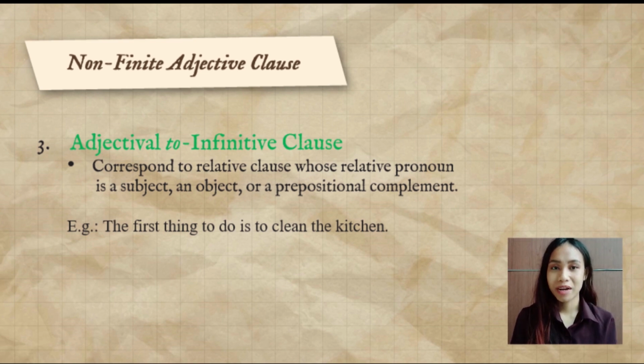The third one is the adjectival to-infinitive clause. It corresponds to a relative clause whose relative pronoun is a subject, an object, or a prepositional complement. For example, the first thing to do is to clean the kitchen. The words to do here are known as an adjectival to-infinitive clause because it corresponds to the relative clause.